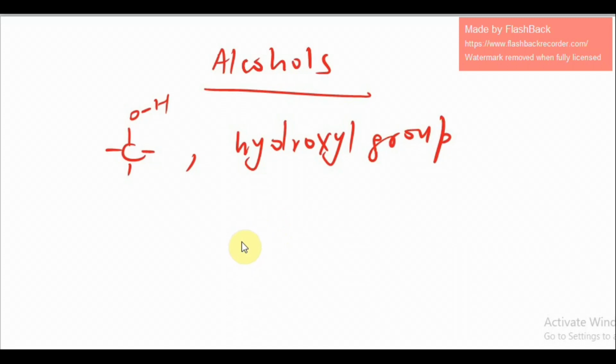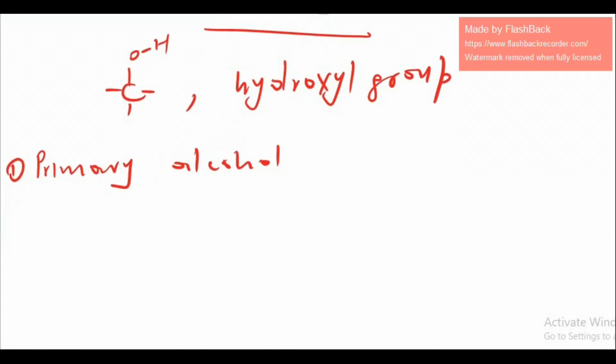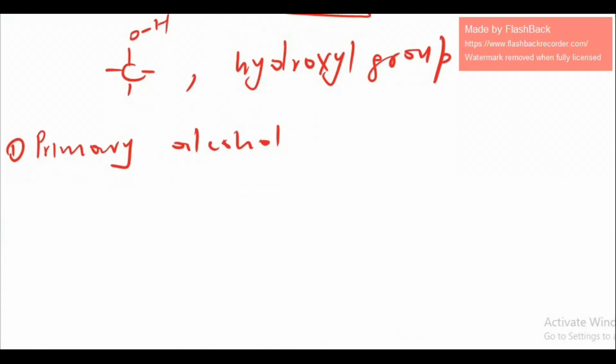The hydroxyl, that is OH group, can be on the first carbon, second, third, and so on. So we have three types of alcohols. We have the primary alcohol, that is the first one. Then we have the secondary alcohol and the tertiary alcohol. Let's start with the primary alcohol.